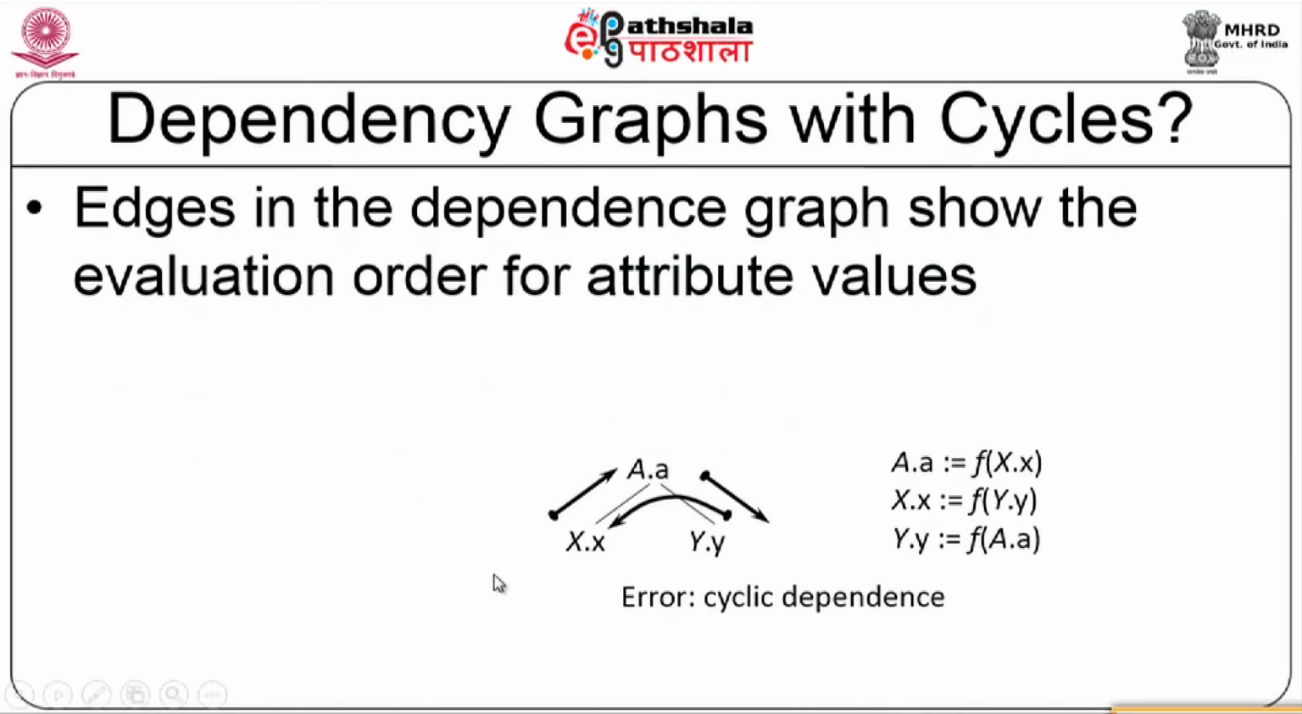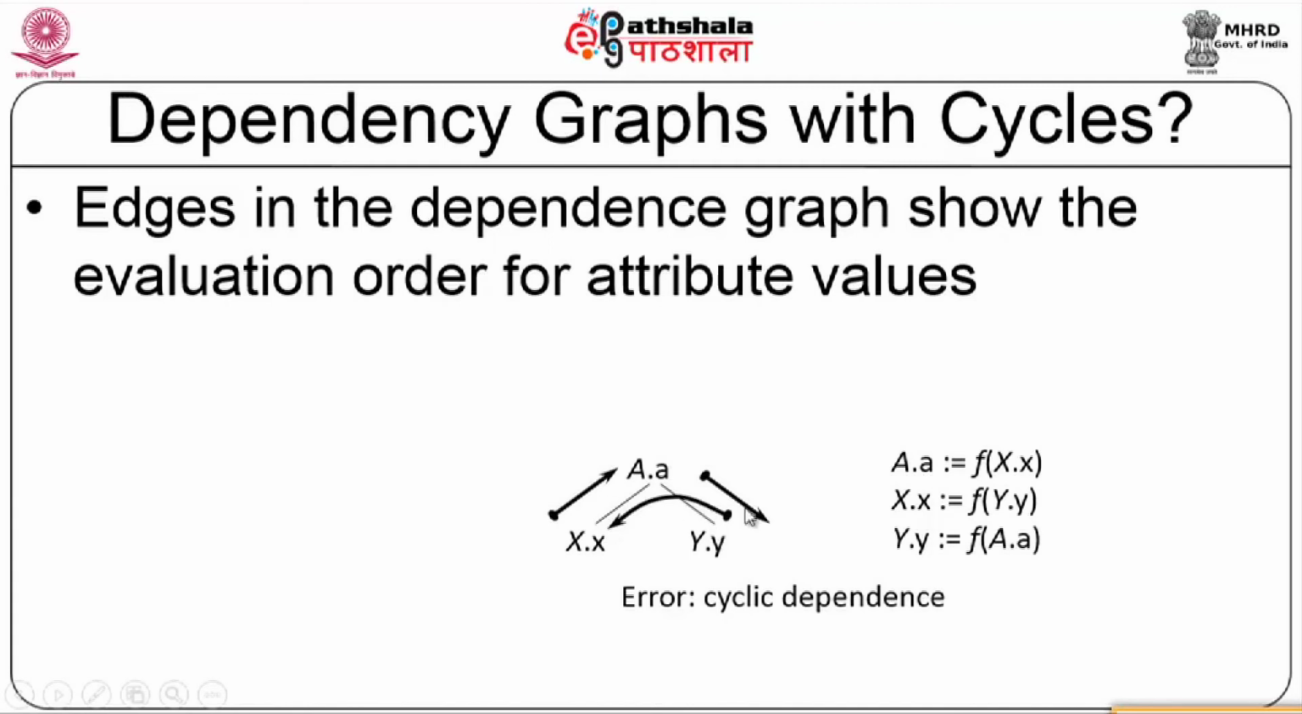Now, if you convert this into a graph, the graph is called a dependence graph because it indicates which node's value depends upon which other node. Therefore, this graph is called a dependency graph. The edges in the dependency graph show the evaluation order for the attribute values. Now, if there is a cyclic dependence, then it is going to be an error because I cannot evaluate any particular node at all. Therefore, this graph should be an acyclic graph.